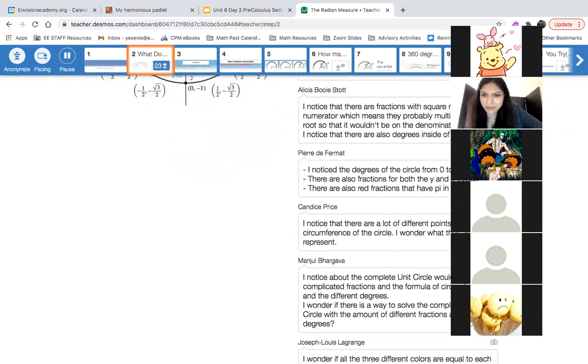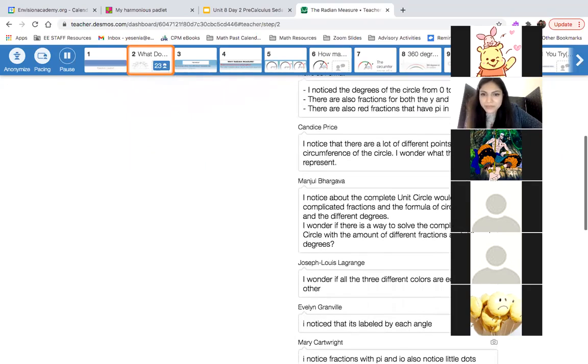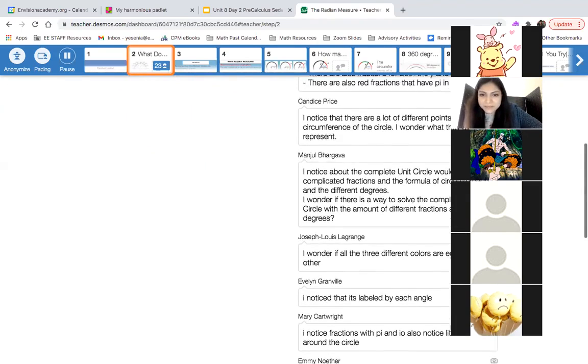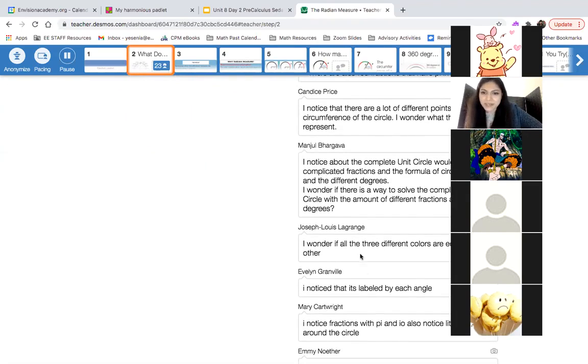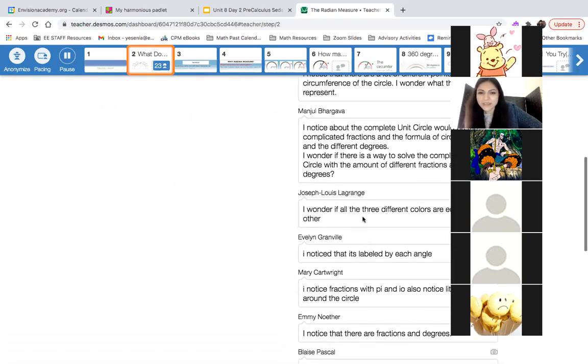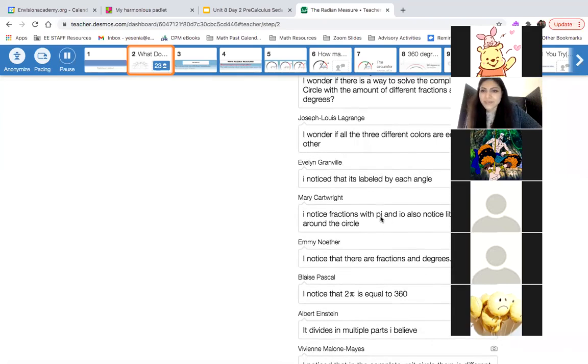Someone else said something that I really wanted to point out. We are wondering what they represent. And is there another way to solve it? I like this one I wanted to highlight. I wish I could highlight. This isn't Padlet, but I wonder if all the 3 different colors equal to each other. So like, are they all equivalent, like when they're written like that? I love that. So there's noticing about those fractions that are in red, the pi.